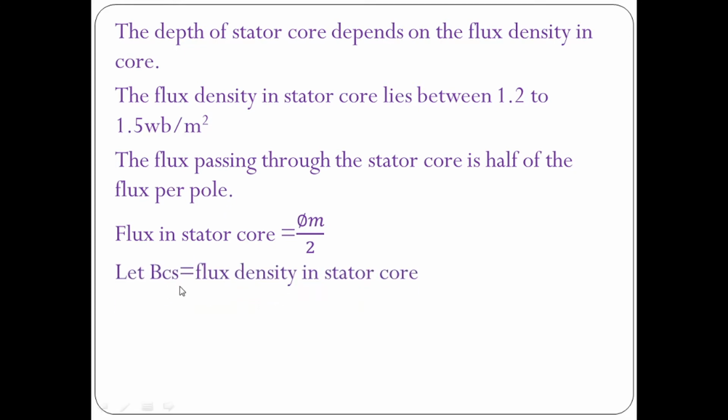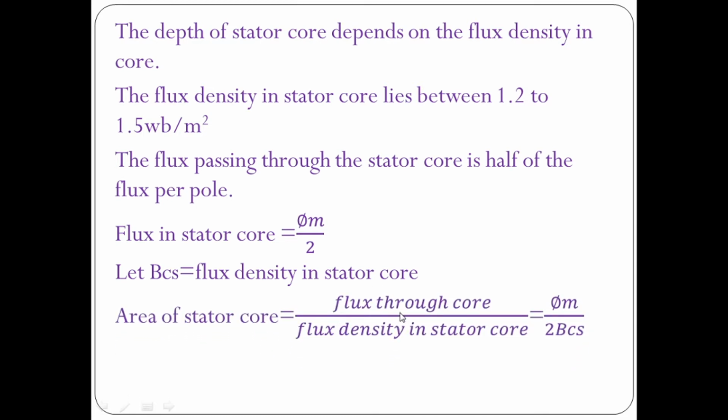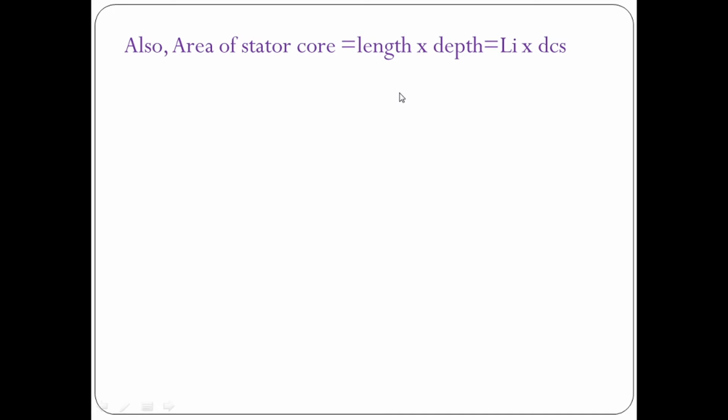Let BCS be the flux density in the stator core. Then the area of the stator core is given by the flux through the core divided by the flux density in the stator core. The flux through the core is phi m by 2, so the area is phi m by 2 divided by BCS. Also, the area of the stator core is length into depth, where Li is the length and DCS is the depth of the stator core.